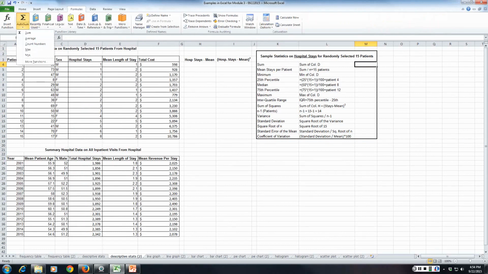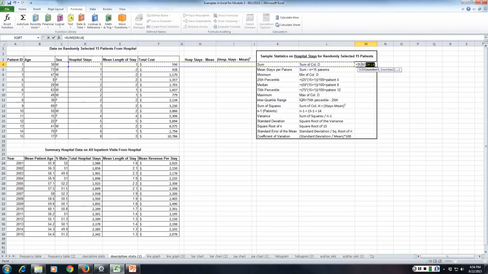You go up here to the formulas, if you remember, go to the sum, and in this case you're going to have to tell it you want to sum all the hospital stays. So that's from cell D4 through D18. That gives us a sum of 46. If you want to know the mean stays per patient, you can see we have 15 patients here, so the mean is simply the sum divided by 15, and that gives us a mean of 3.07.